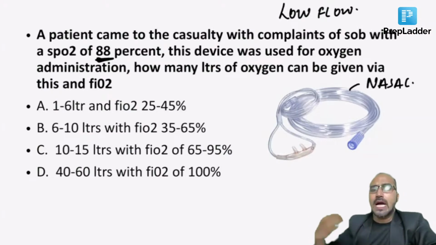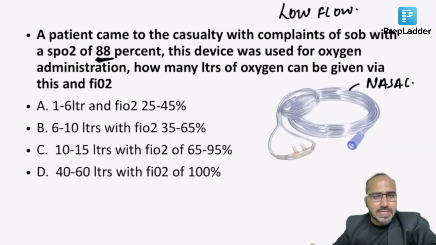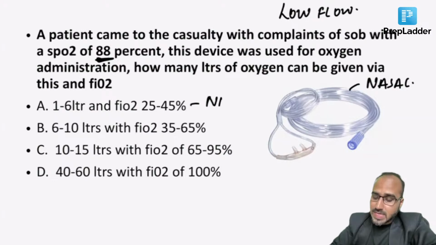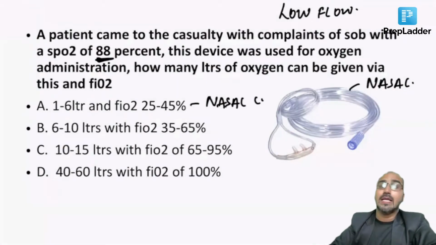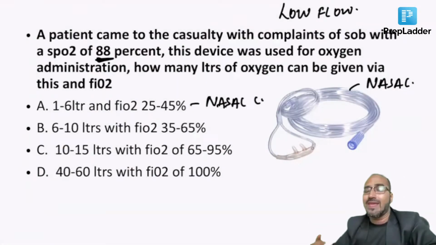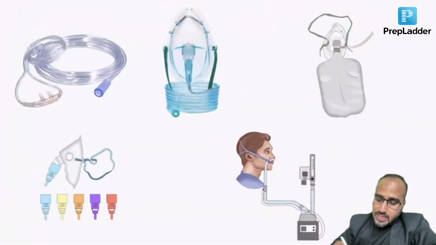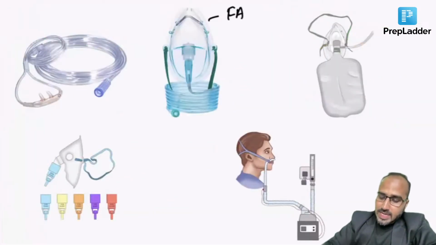When you give nasal cannula, how many liters of oxygen can be delivered? 1 to 6 liters. That will deliver an FiO2 of 25 to 45% with nasal cannula. Remember, if he's still not improving, then we'll go for the other device, which is called the face mask. Okay? Face mask.